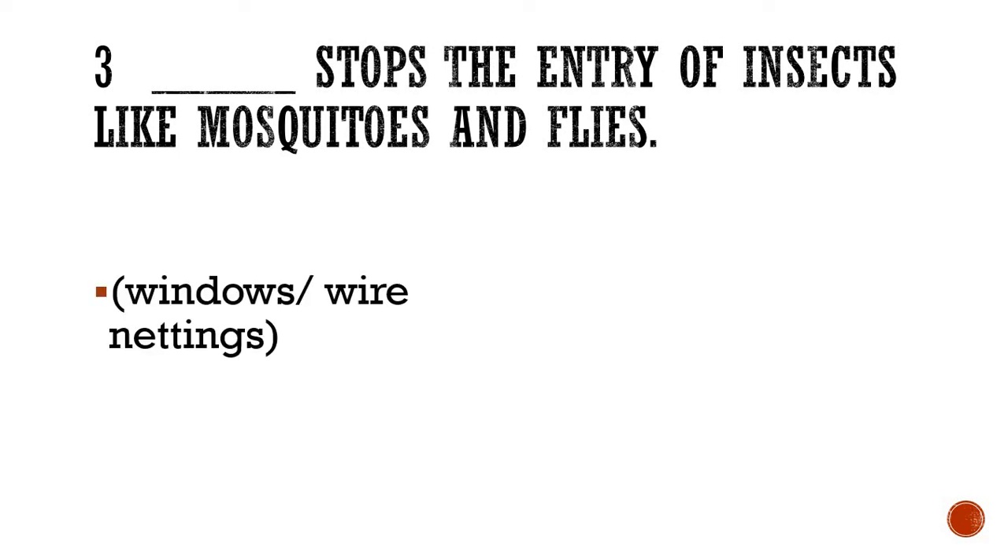Dash stops the entry of insects like mosquitoes and flies. Be ready to write answer 3, students. Options are windows or wire nettings. Please write the answer. The question is: dash stops the entry of insects like mosquitoes and flies.